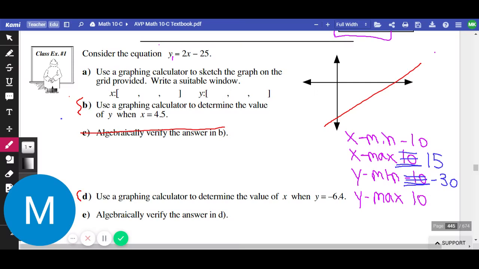So if you wanted to find a y value when given x, and that's what this is. Using the graphing calculator, determine the value of y when x equals 4.5. Your calculator knows how to take inputs. To tell it an input, all you do is hit trace. You have to be on your graph first. Looking at a picture of your graph, then hit trace, then hit 4.5, and hit enter.